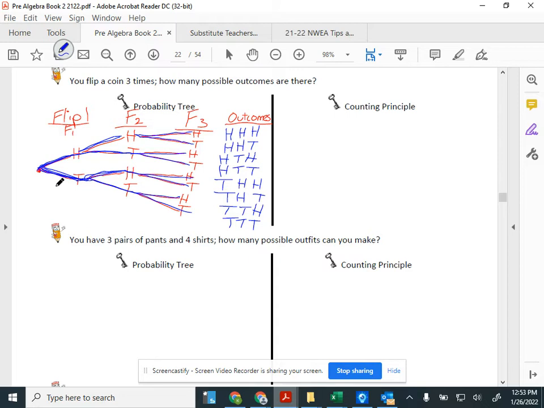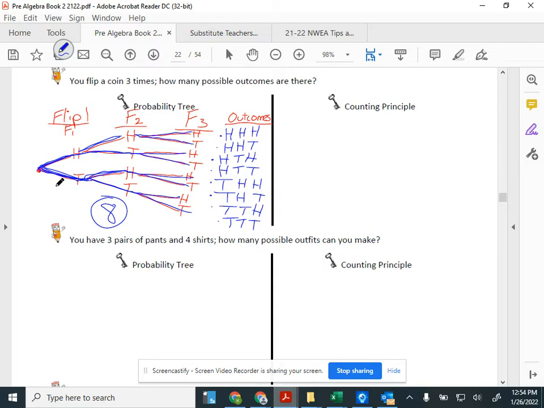So I can see all the possible outcomes that I could get. And I can count them up. 1, 2, 3, 4, 5, 6, 7, 8. And I know that there are 8 possible outcomes if I flipped my coin 3 times.